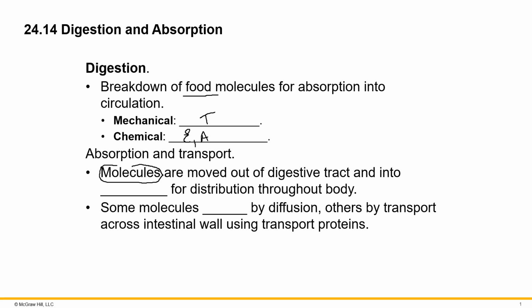When we're talking about absorption, we are talking about small molecules, the monomers of larger macromolecules, which get moved out or absorbed from the digestive tract, so a digestive lumen, and into a blood capillary or blood vessel for distribution throughout the body. Some molecules are absorbed by simple diffusion, and others are transported across the intestinal wall using transport proteins.